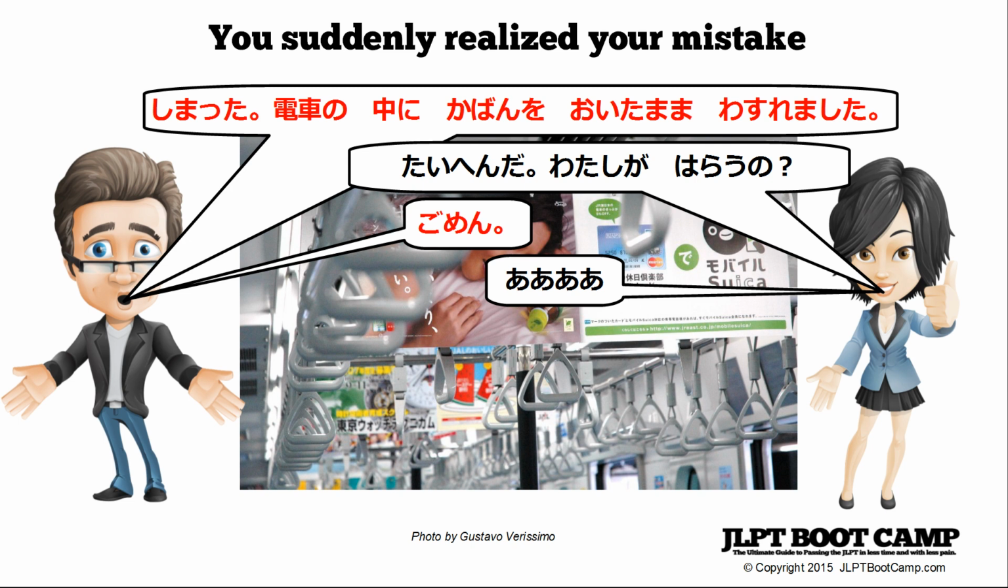O is an object marking particle. Oita is oku, which is to place something somewhere. And mama is the state has not changed. So you place the bag in the train and you didn't change the state. And then wasuremashita is I forgot about that situation. So I put the bag in the train and left it in that state, and I forgot that I left it in that state, is the long literal translation here.